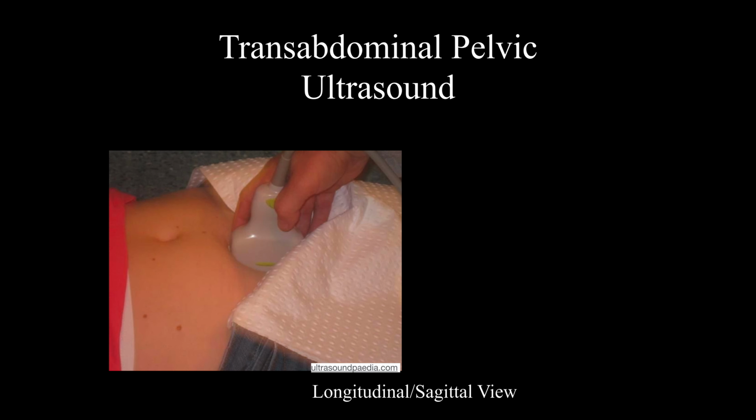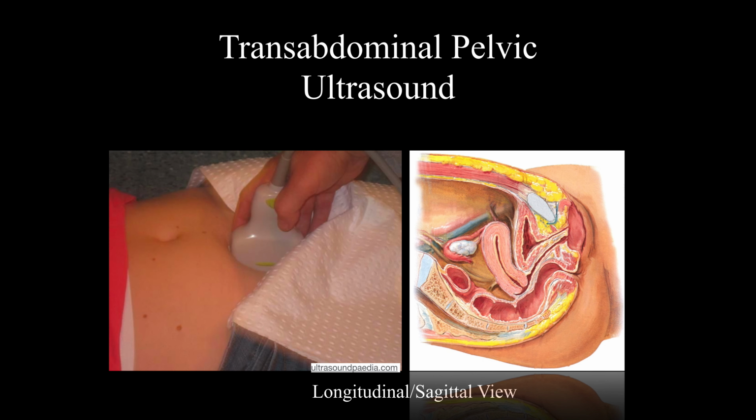So you have the longitudinal view, and here's a little picture from Netter's, and we have a sagittal cut here. Your uterus is here, your bladder is right here, and then the vagina is right here. Then you put the probe right over here, cutting partly through the pubic symphysis. If the bladder is nice and big, it'll push all the bowel out of the way, and you'll be able to see those structures behind the bladder.